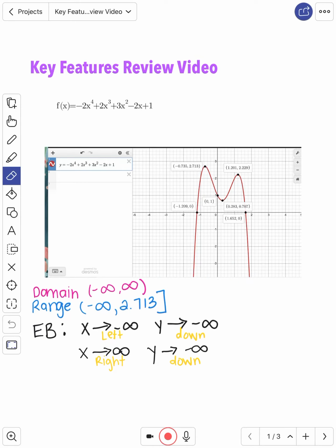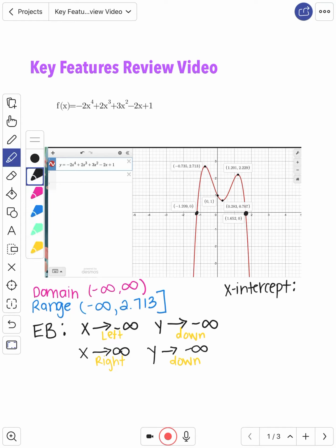my intercepts. So I have my x-intercept and I have my y-intercept. My x-intercept is where my graph crosses the x-axis. These can be called roots, they can be called zeros, they can be called a lot of things, but x-intercept means where it crosses the x-axis. So I have 2 points where it crosses the x-axis. Okay, so I'm going to highlight those so we can see them really well. So we have this point and this point.